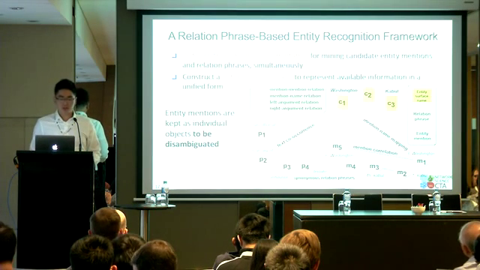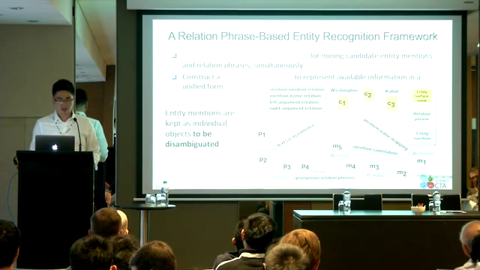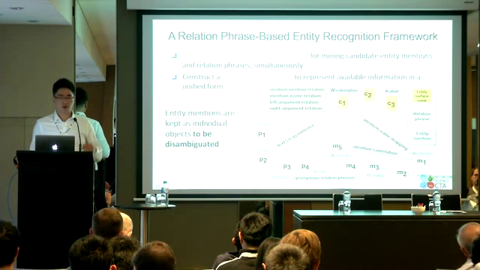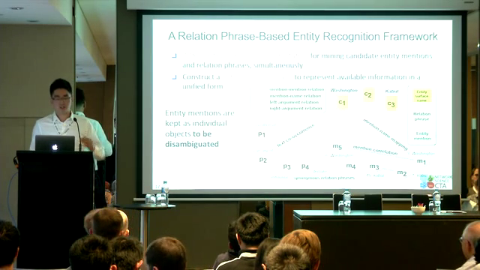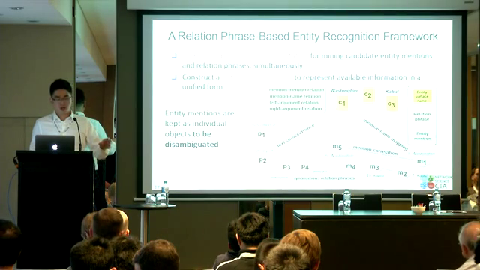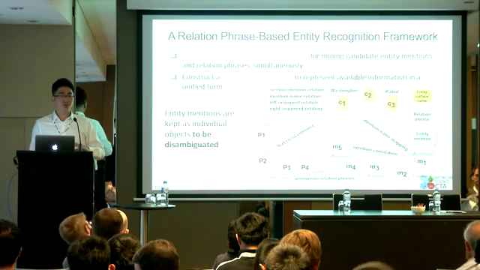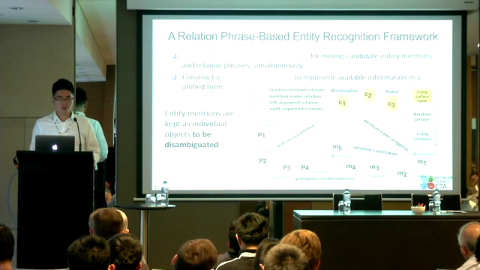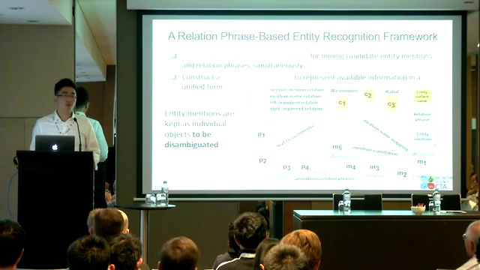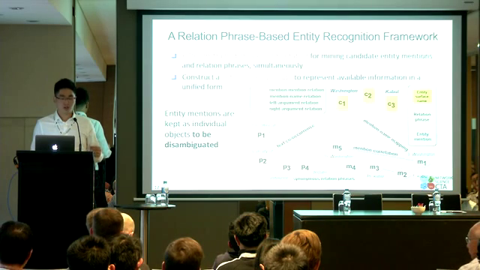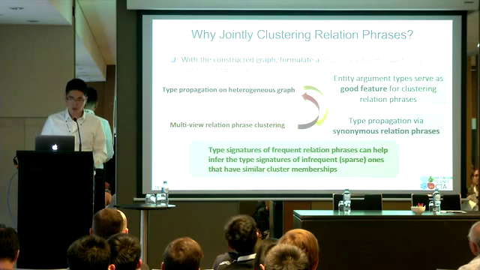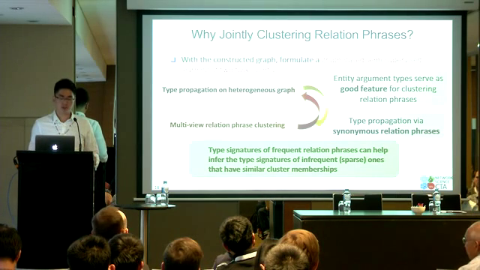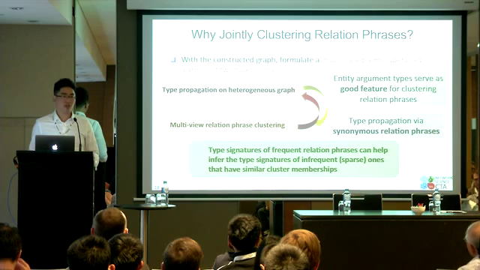So then we propose this relation phrase-based framework. And we are proposing a part-of-speech constraint phrase segmentation method, trying to parse the entire text corpus into entity dimensions and relation phrases. And then using these elements, we can construct this graph, where the graph captures several hypotheses we're going to propose. And notice that the entity dimensions here are kept as individual elements or the nodes in the graph to be disambiguated.